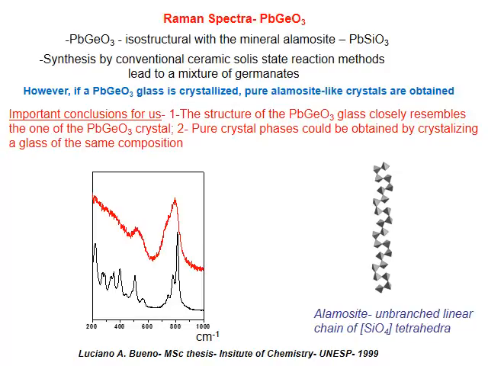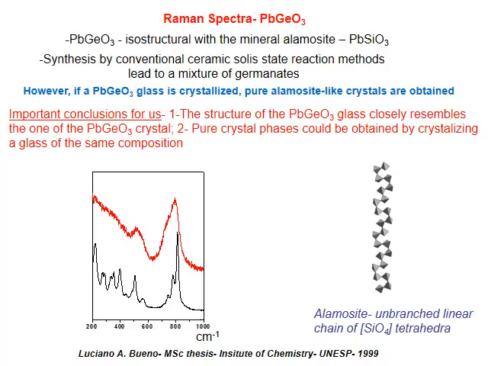Okay, he then crystallized the glass at temperatures above Tg for some minutes. What did he obtain? The pure alamosite-like lead germanate he was trying to obtain with classic ceramic methods. What was the obvious conclusion? Two main conclusions, in fact.